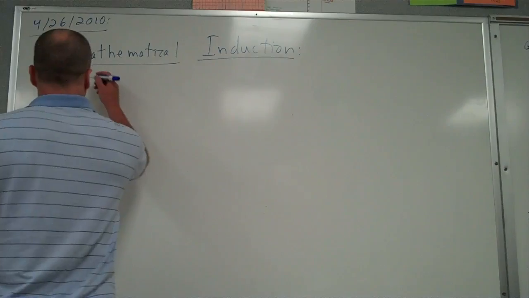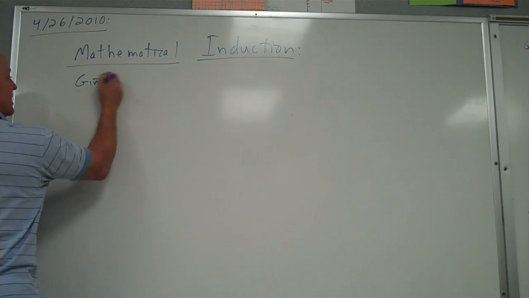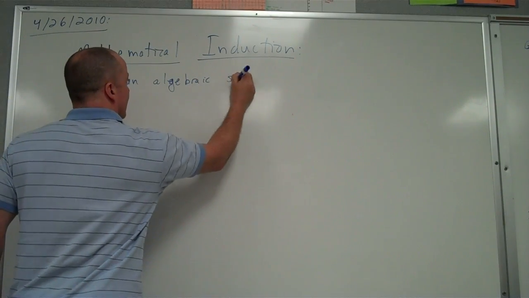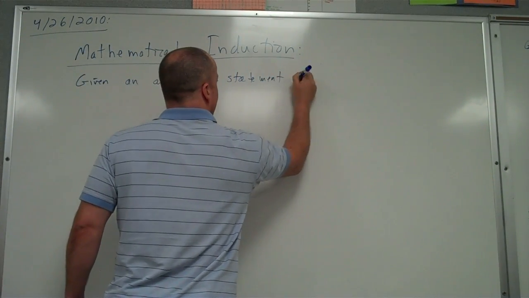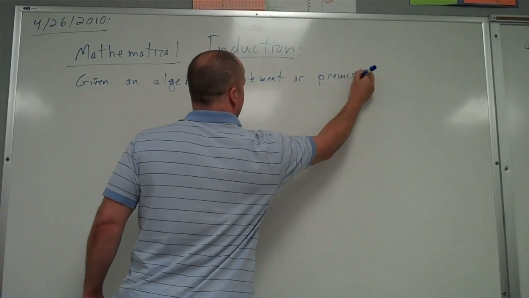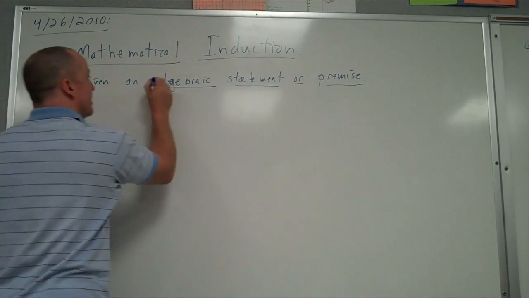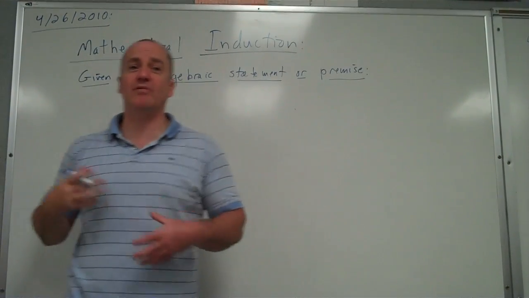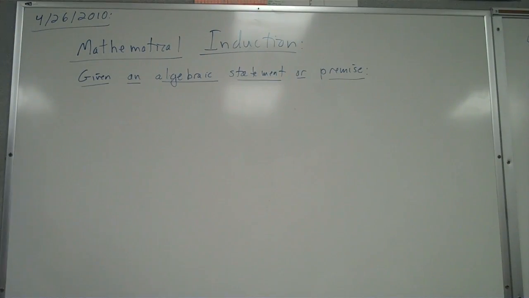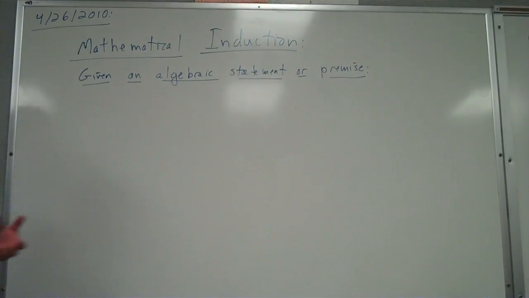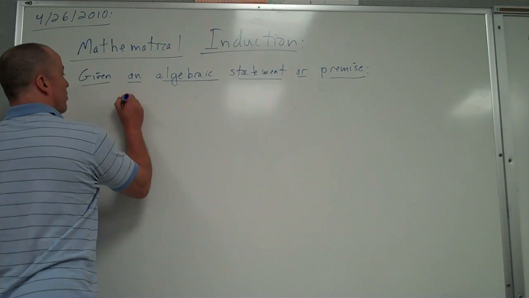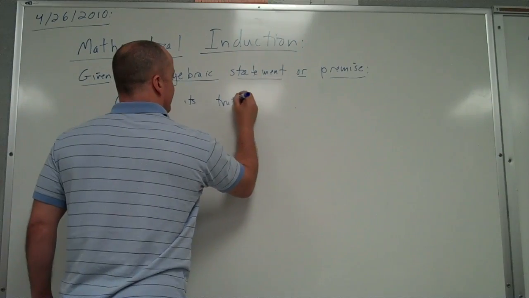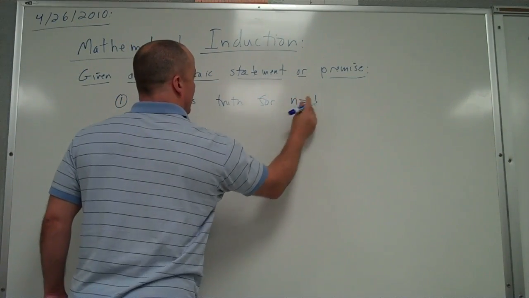Okay, mathematical induction says, given an algebraic statement or premise, and these algebraic statements or premises are going to be in the form of some of the statements that we've been talking about. The sum of the first nth terms of a series, or something like that. Okay? Given an algebraic statement or premise: 1. Verify its truth for n equals 1.